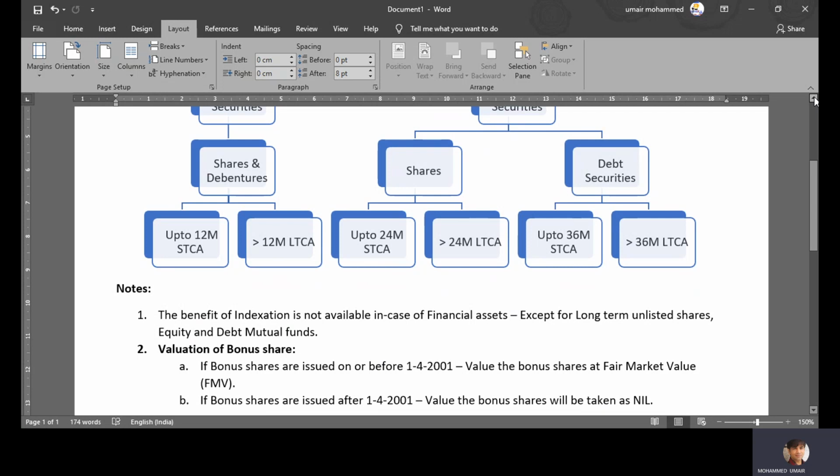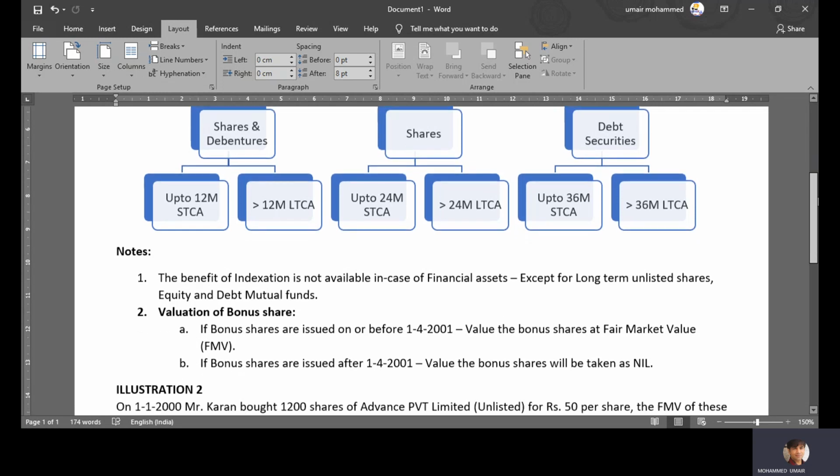The answer to this question is simple. If the bonus shares are issued on or before 1st April 2001, then the bonus shares will be valued at fair market price or fair market value. And if the bonus shares are issued after 1st April 2001, in this case, the cost of the bonus shares will be taken as zero or nil. That's the difference in the valuation of bonus shares based on when they were issued, right? You have to also remember this, which would help you in computation of capital gain, especially in case of financial assets. So let's do another illustration.